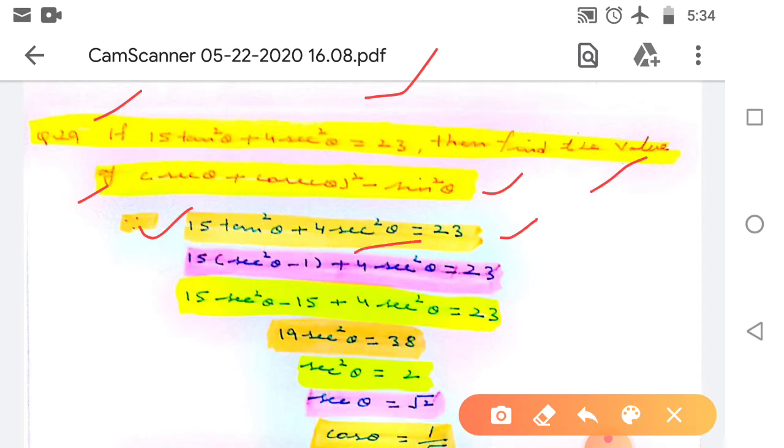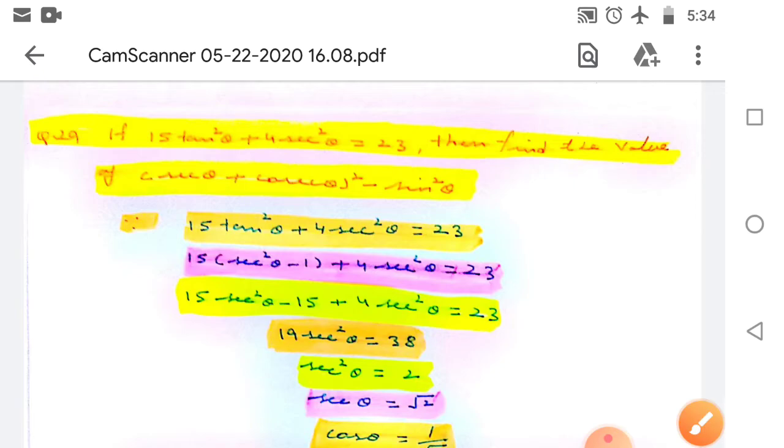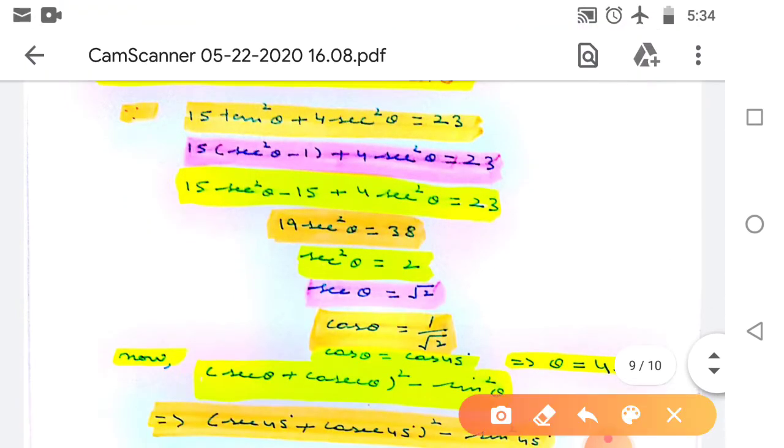Here we have sec square theta, here we have tan square theta, but you know that tan square theta can be written as sec square theta minus 1, because 1 plus tan square theta is equal to sec square theta. So instead of this tan square theta we write sec square theta minus 1, this is an important step. Now you multiply this, we get 15 sec square theta minus 15 plus 4 sec square theta is equal to 23, right? And ultimately the value of sec square theta is 2 and sec theta is under root 2. It means cos theta is equal to 1 by under root 2.